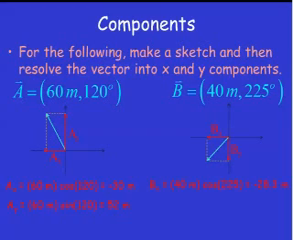Now I'm using trigonometry. B sub x equals B, 40 meters, times the cosine of the standard position angle, 225 degrees, and it's negative 28.3 meters. Your calculator should give you this result, so that's something you need to practice. Make sure you can get this result with your calculator. And B sub y is 40 meters times the sine of 225, negative 28.3 meters, also negative.